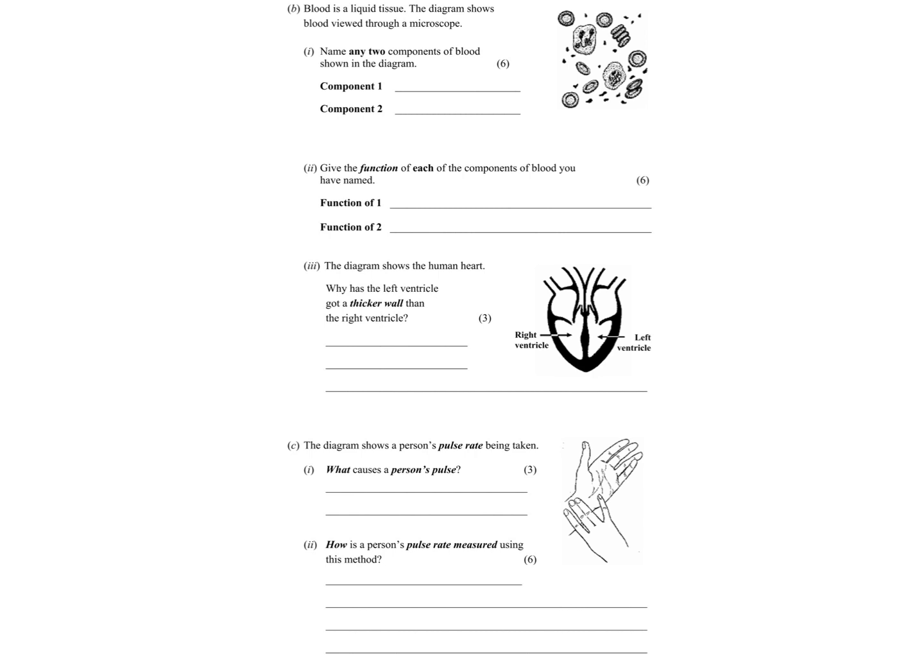So we'll have a look at one final question then, which is going to summarise everything we've looked at today. So the question here says, blood is a liquid tissue. The diagram shows blood viewed through a microscope. Name any two components of blood shown in the diagram. So one of the components there could be the red blood cells, and we're also going to say our white blood cells. You could have mentioned the platelets there as well. So give the function of each of the components of the blood you have named. So red blood cells carry oxygen, and white blood cells fight infection or fight disease. If you said the platelets, you can say that they clot the blood.